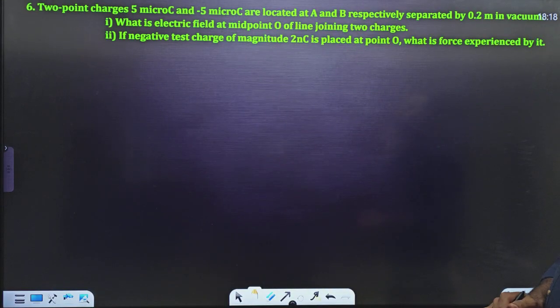See, the next question is: two point charges 5 microcoulomb and minus 5 microcoulomb are located at A and B respectively, separated by a distance of 0.2 meter in vacuum.